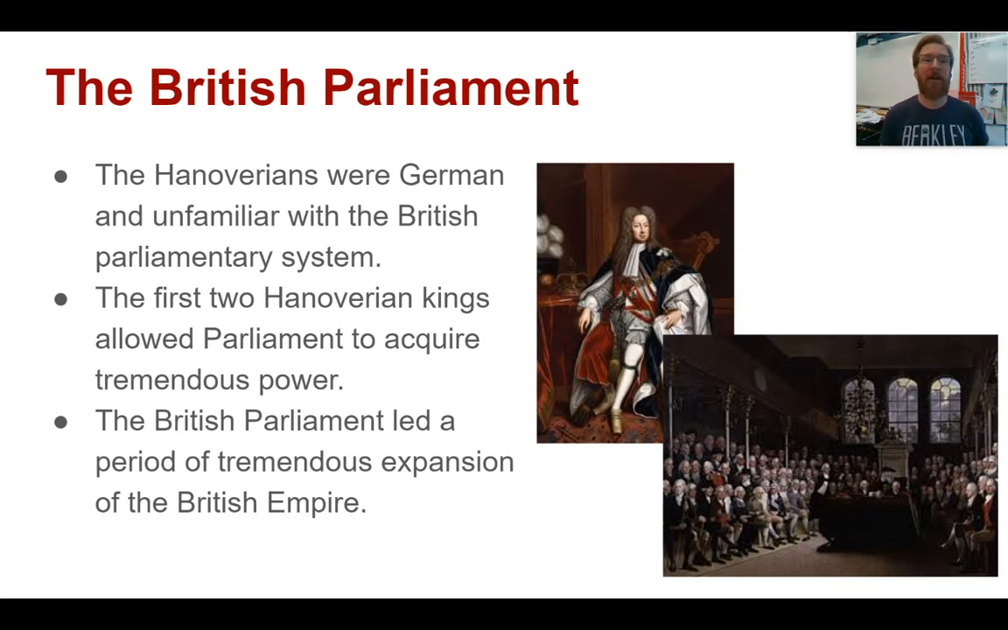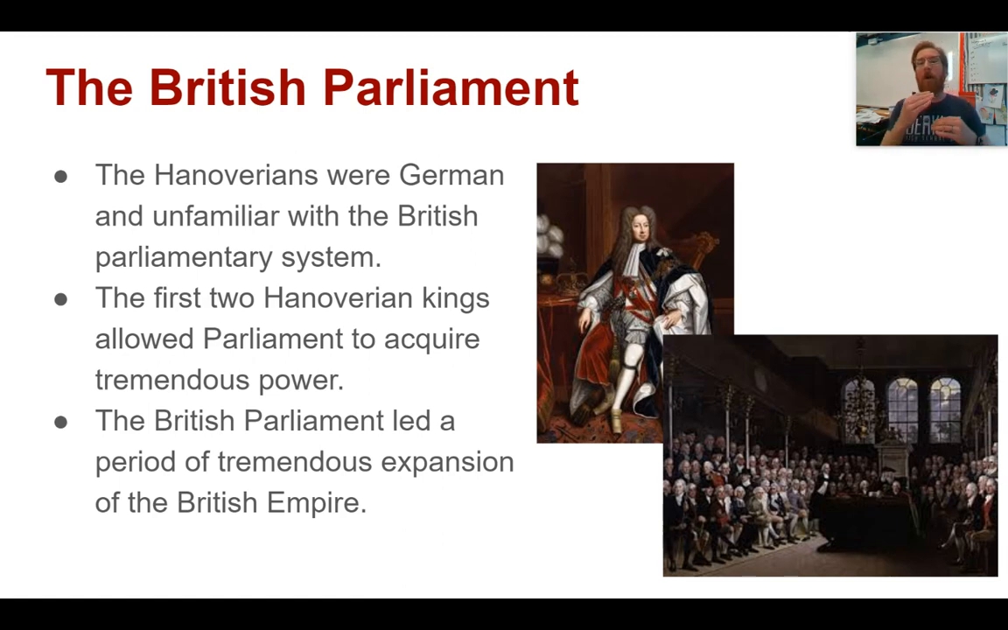But the Hanoverians are German. They're unfamiliar with the British parliamentary system. The first Hanoverian king doesn't even speak English. And so they really leave the government of their country to Parliament itself. And Parliament is able to use the semi-disinterest of George I and George II, the first two Hanoverian kings, to acquire tremendous power. And Parliament really comes to be in charge of Great Britain.